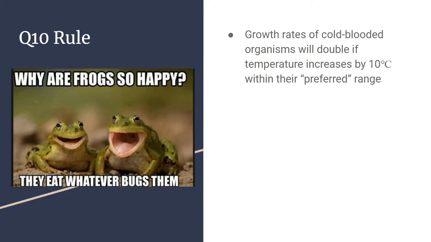The Q10 rule. All right, so growth rates of cold-blooded organisms will double if the temperature increases by 10 degrees Celsius within their preferred range. Now, again, that is within reason. So if you go too high, of course, yes, we know it will kill them. But again, cold-blooded organisms in really cold water, they will grow, they will prosper a little bit, but nothing like if it was the ideal temperature range. So once they get to an increased temperature, they are more active, they can reproduce more, and have better production of offspring all around. Okay?